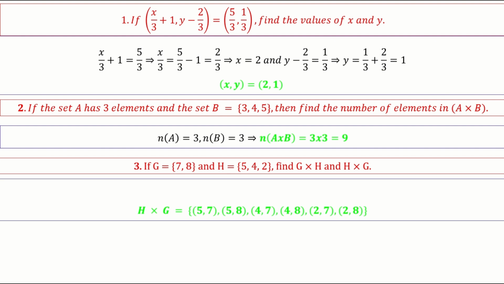Okay, G cross H and H cross G. The ordered pairs will be exactly reverse. Okay, if 7 comma 5 belongs to G cross H, then 5 comma 7 belongs to H cross G.